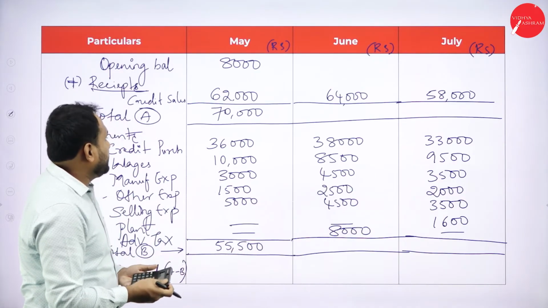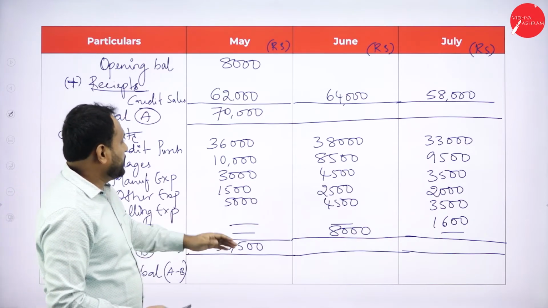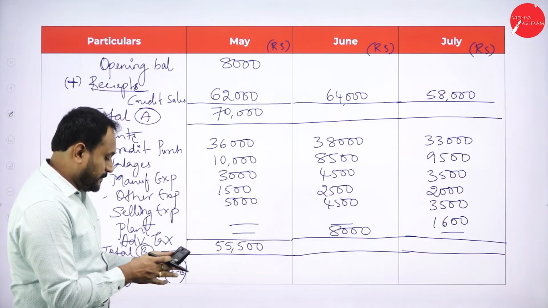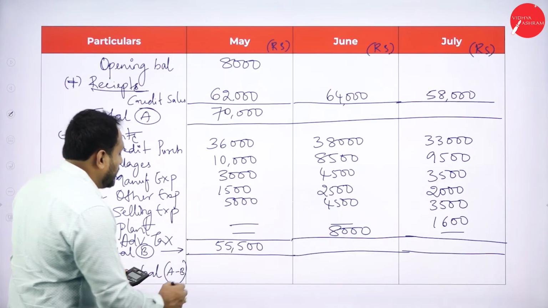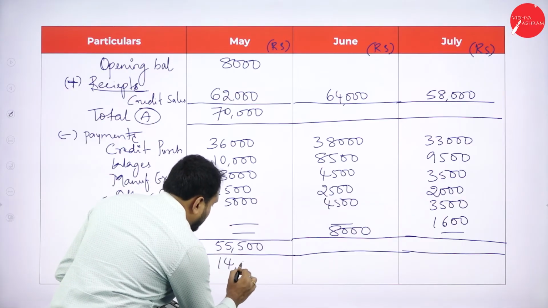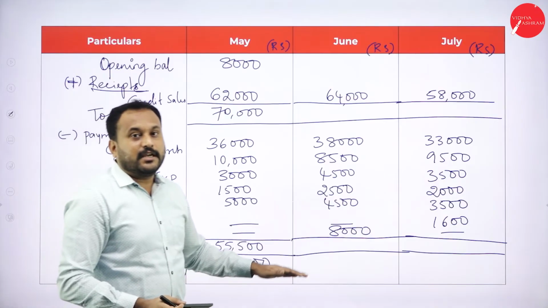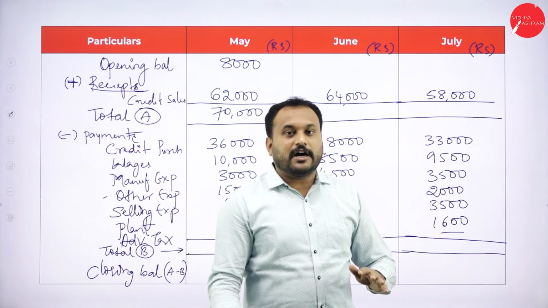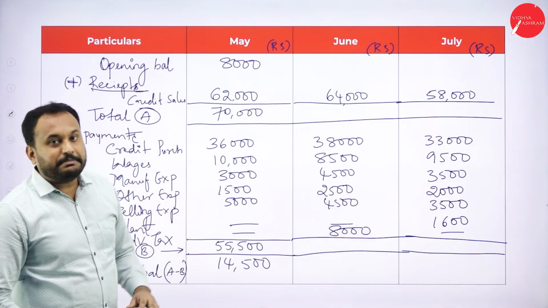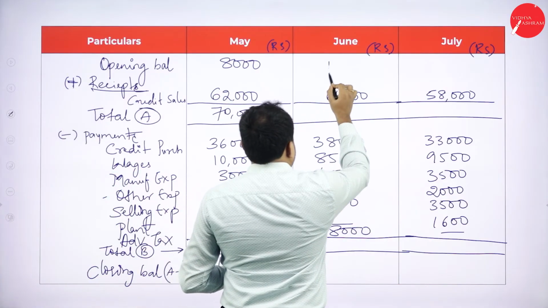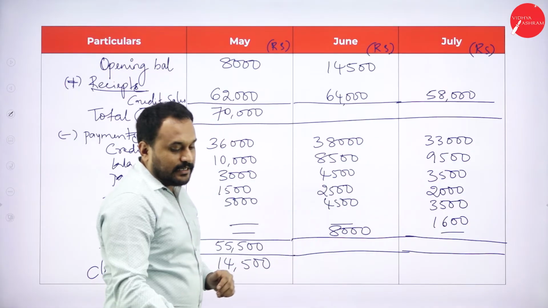Now what we should do is total of A minus total of B, that is what we are supposed to deduct. Here 70,000 we are supposed to take. So we got 14,500. Now 14,500 is the closing balance of May. So the same amount will go to the opening balance of June, 14,500.